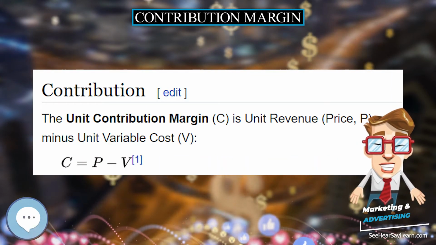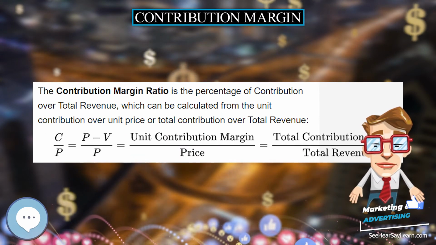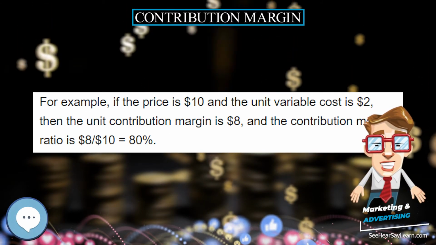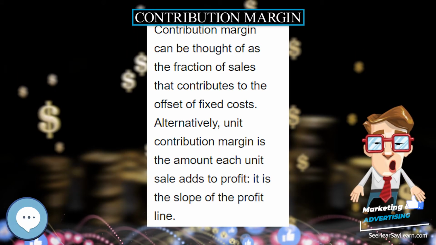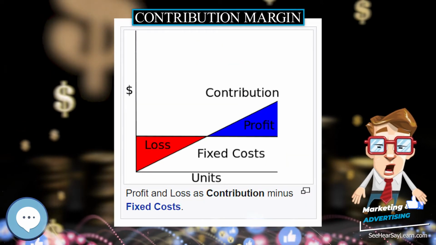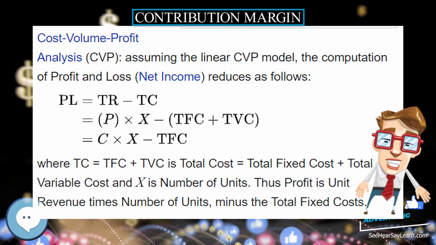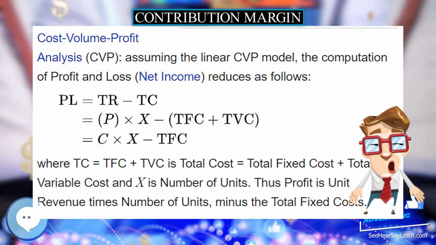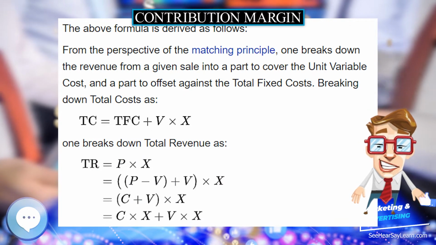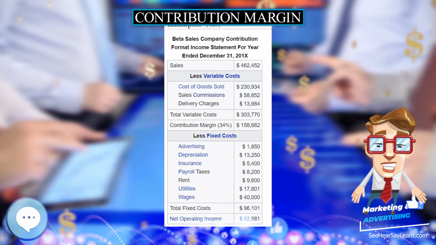Contribution margin can be thought of as the fraction of sales that contributes to the offset of fixed costs. Alternatively, unit contribution margin is the amount each unit sale adds to profit. It is the slope of the profit line. Cost-volume profit analysis, CVP: assuming the linear CVP model, the computation of profit and loss, net income, reduces as follows, where TC equals TFC plus TVC is total cost equals total fixed cost plus total variable cost, and X is number of units. Thus profit is unit contribution times number of units, minus the total fixed costs.